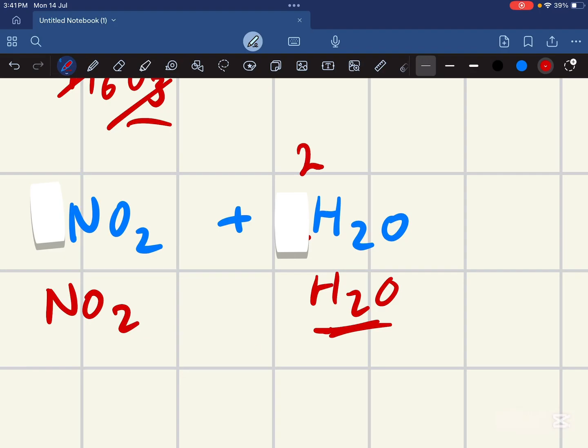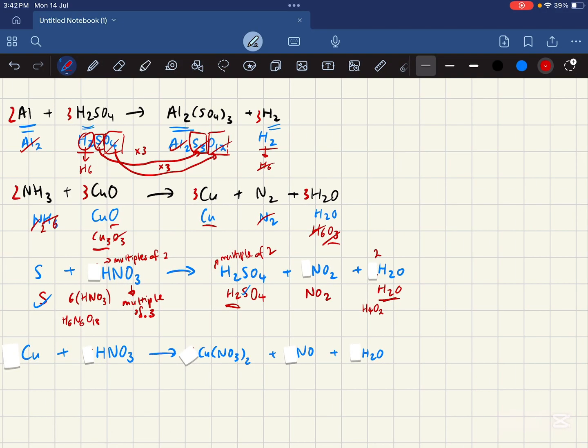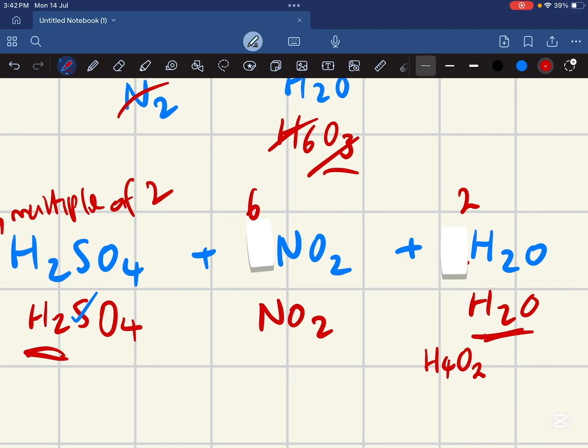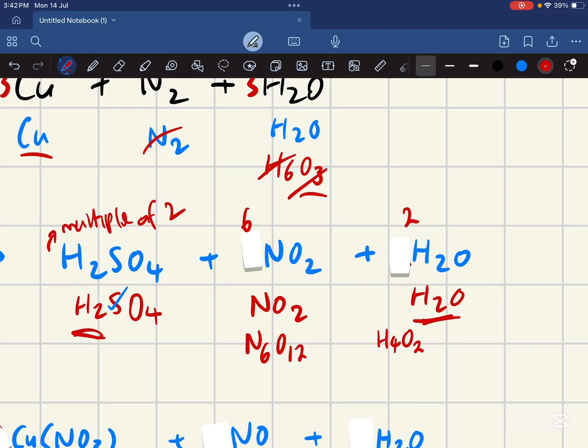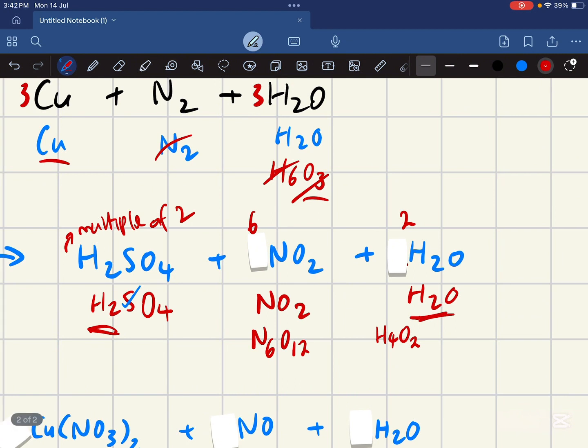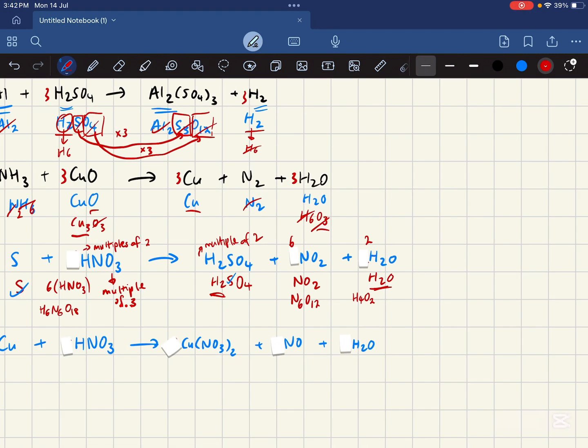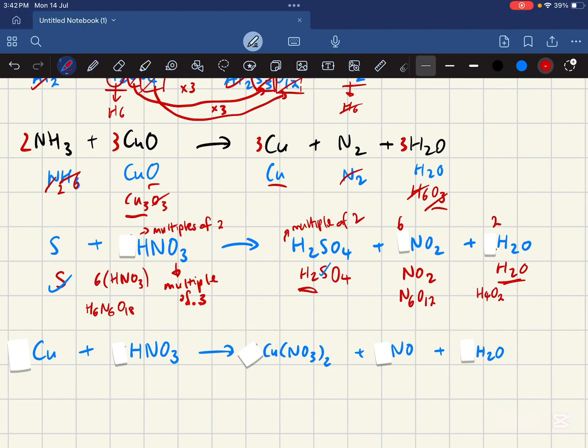So we have a H4, O2. Okay, and here you want a 6. So we're N6 and an O12. We have 12, 14, 18. And we have 18 on this side. Let's check again. H6, H2, H4, N6, N6, O18, O4, O12, O2.